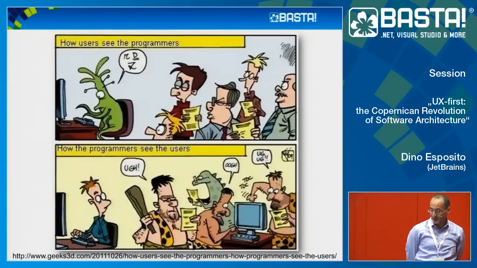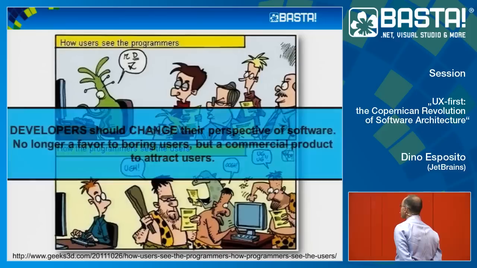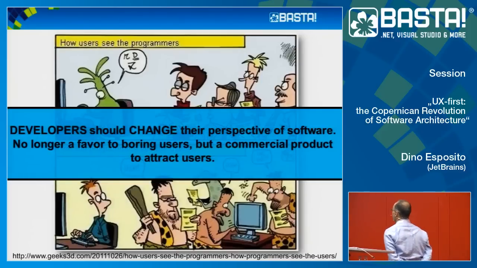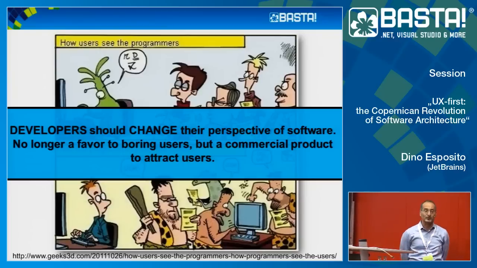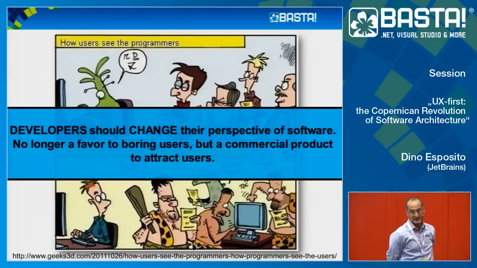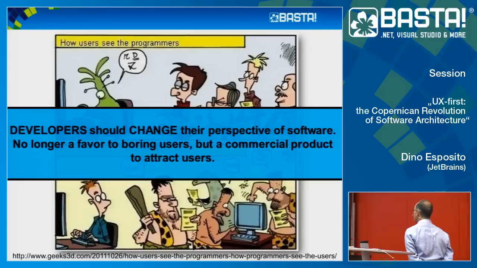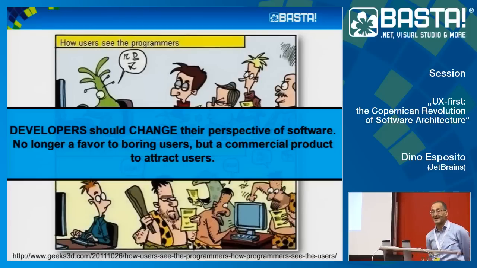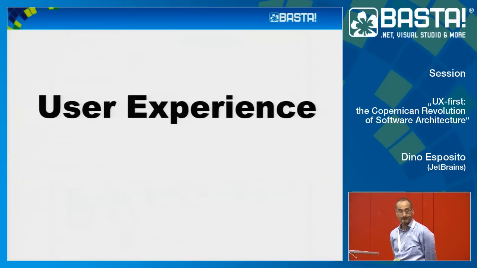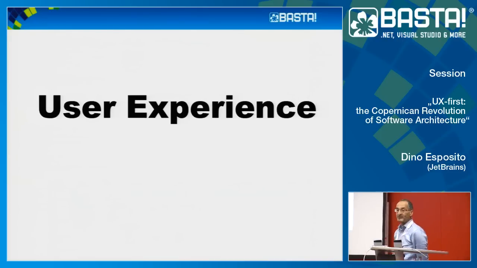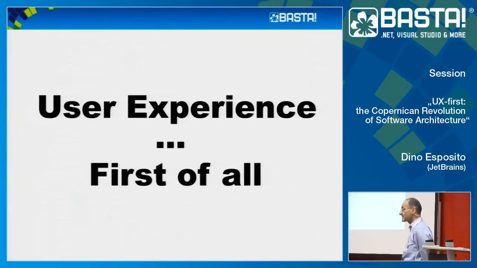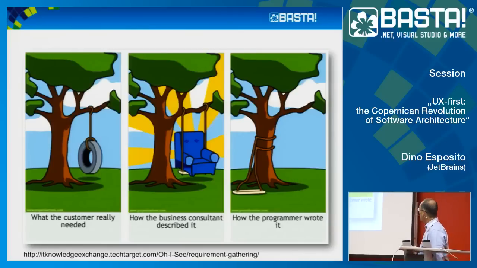How users see programmers and how programmers see the user. We need to change our perspective of software. It is no longer a favor we make to boring users, but instead, unfortunately for all of us, the software of the future, to have a chance to be successful, has to be a commercial product to attract users. So it's all about the experience we provide users with. User experience first of all, the Copernican revolution of software architecture.